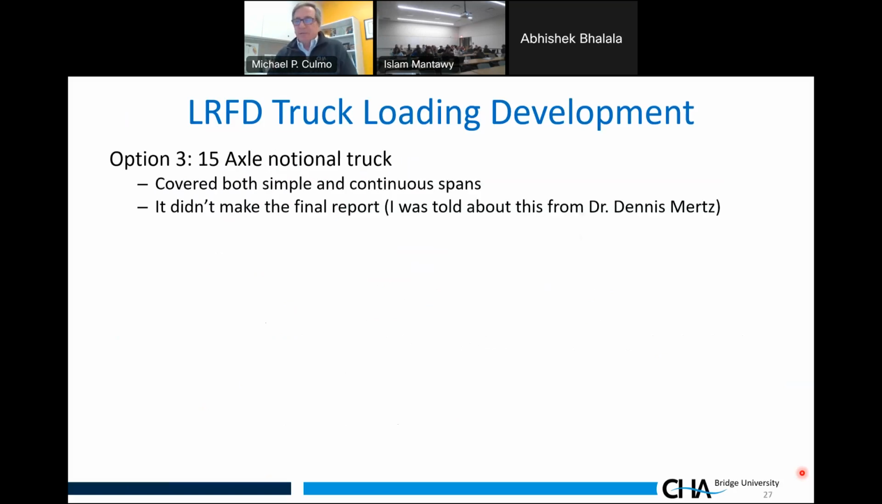The third one, I can't even find a picture of this because they hated it, was a 15-axle notional truck. It was a truck that was like 120 feet long and had 15 axles. And the idea was it was a fictitious truck that would mimic all the loads being exerted on bridges around the country. It didn't make the final report, so I don't have a diagram of it. Professor Dennis Mertz from the University of Delaware, who unfortunately has passed away, told me about this 15-axle truck, and he says the committee just hated it. So they took it out of the final report. Never even made the final cut. So that was another option.